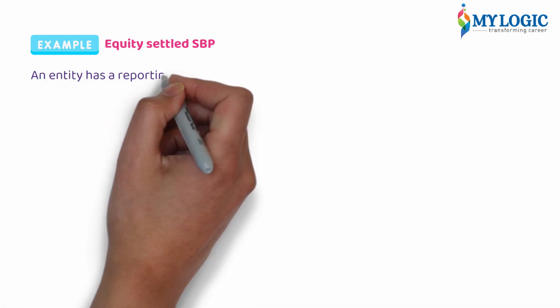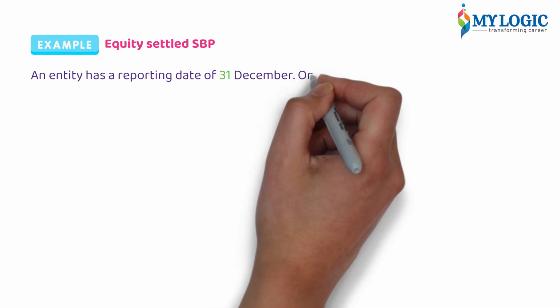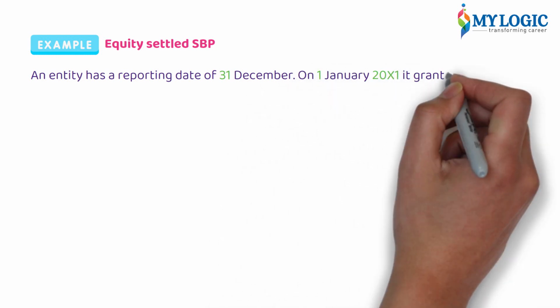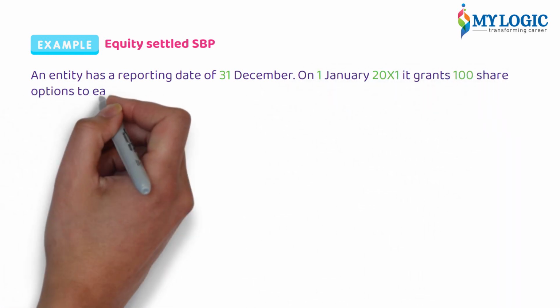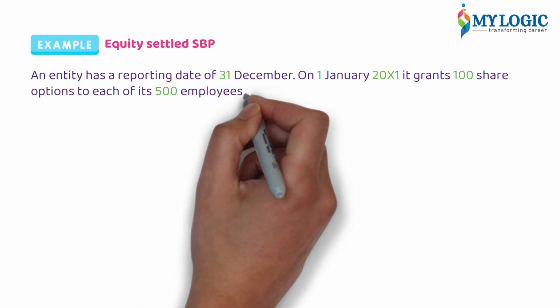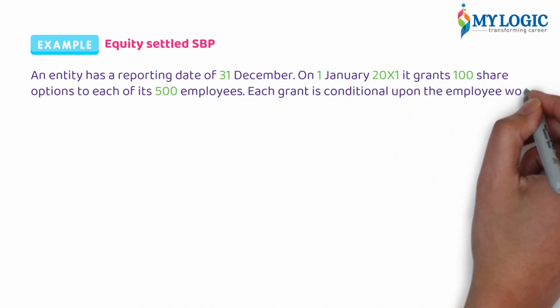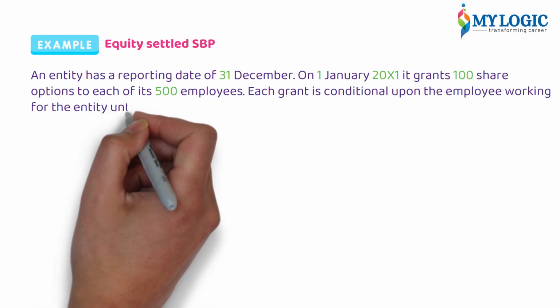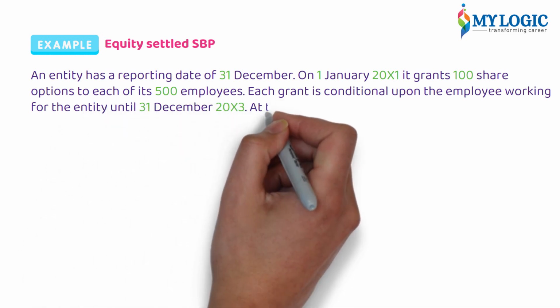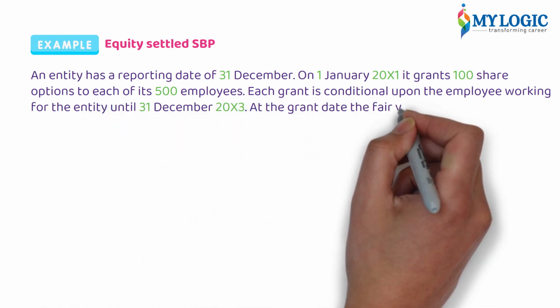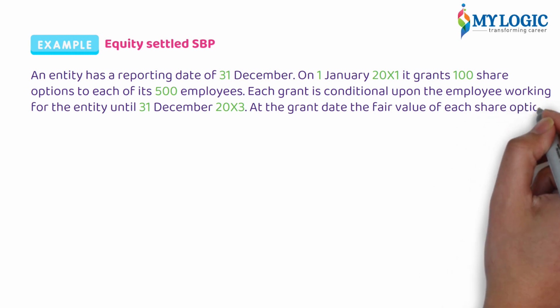Example question: Equity-settled SBP. An entity has a reporting date of 31st December. On 1st January 2011, it grants 100 share options to each of its 500 employees. Each grant is conditional upon the employee working for the entity until 31st December 2013. At the grant date, the fair value of each share option is $15.